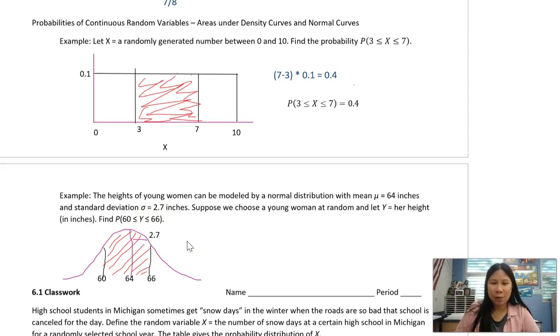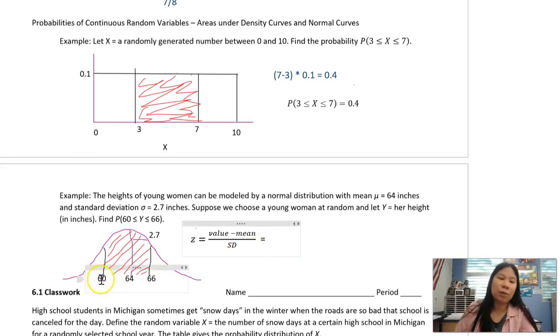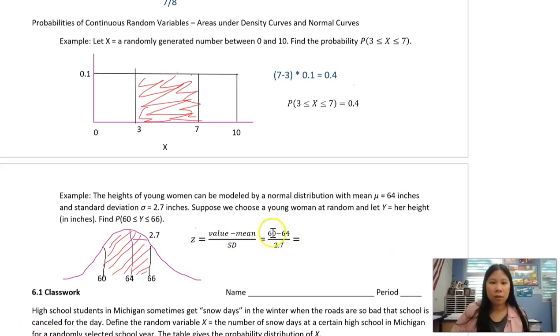So this is the part where we have to think back to our normal curve chapter. We wanted to find the z-scores for each of our numbers, 60 and 66. We're going to find each of the z-scores, and then we have a whole table to use in order to find the probabilities. So just a reminder, the z-score formula looks like this. We have the value minus the mean divided by the standard deviation. So in this case, we can do it with the first number of 60. 60 is our value minus the mean of 64 divided by the standard deviation of 2.7 gives me negative 1.48.